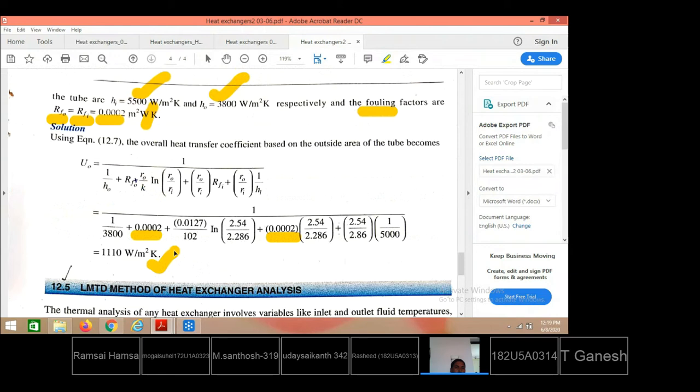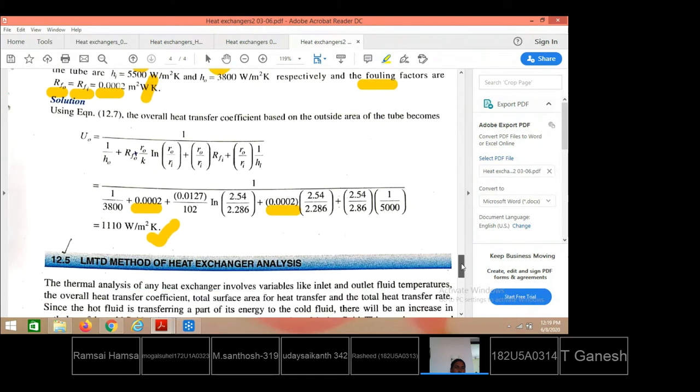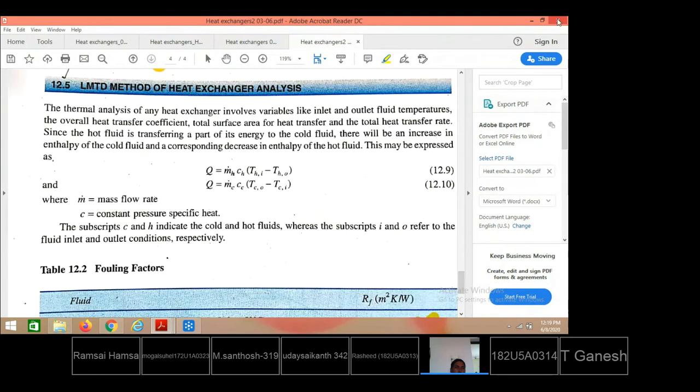Fouling resistance means that due to continuous operation of the heat exchanger, there are chances of it getting clogged due to deposition of particles carried by the heat exchanger fluid, which may be on the hot fluid side or on the cold fluid side. As they continuously get deposited, they affect the heat transfer rate by increasing the thermal resistance value. By considering those also, this is how we estimate the overall heat transfer coefficients. So this is what we have discussed.